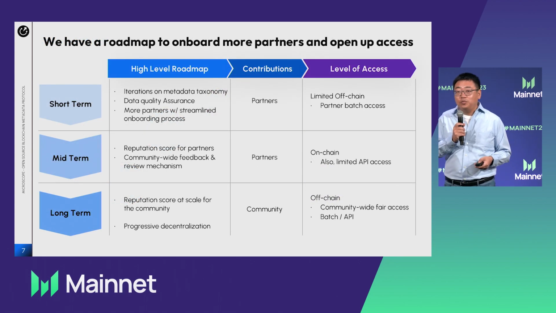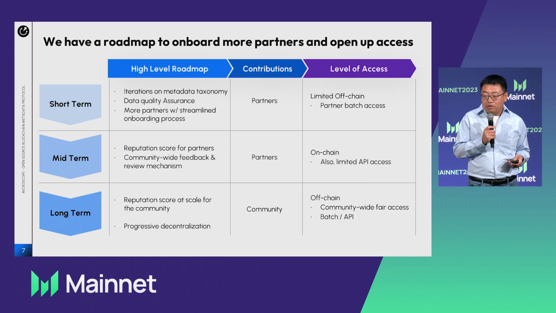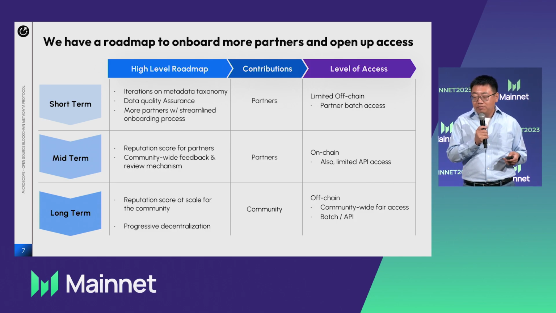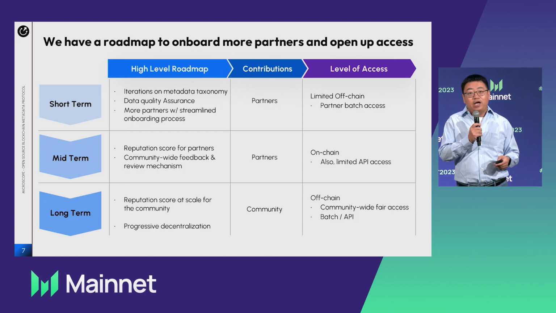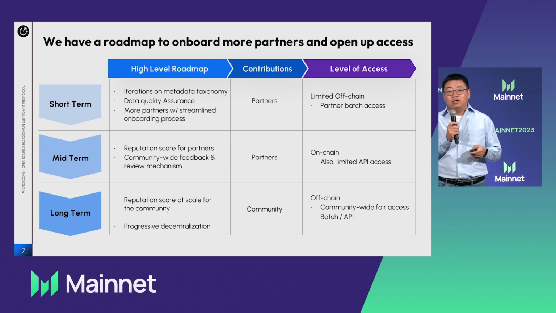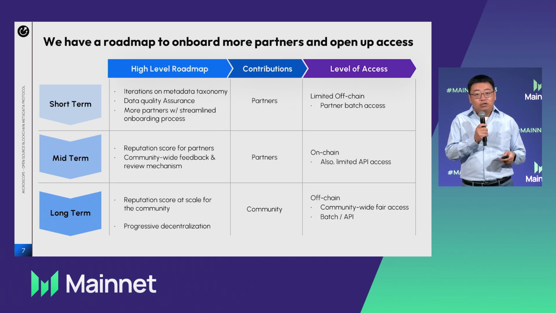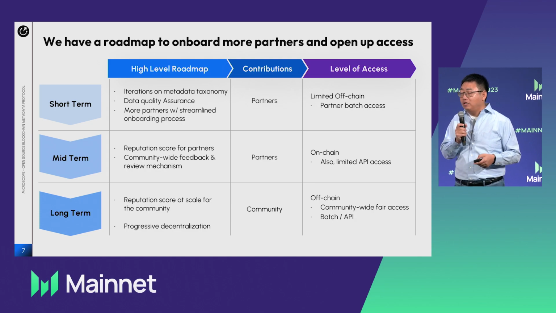To achieve that, we have different phases of milestones. Currently, we're focusing on iterating on the metadata taxonomy definitions. I will show the numbers, but we roughly have more than 95 categories of labels defined already. And we're now working with 3 to 4 partners to make sure that we have a streamlined process to onboard a new partner.